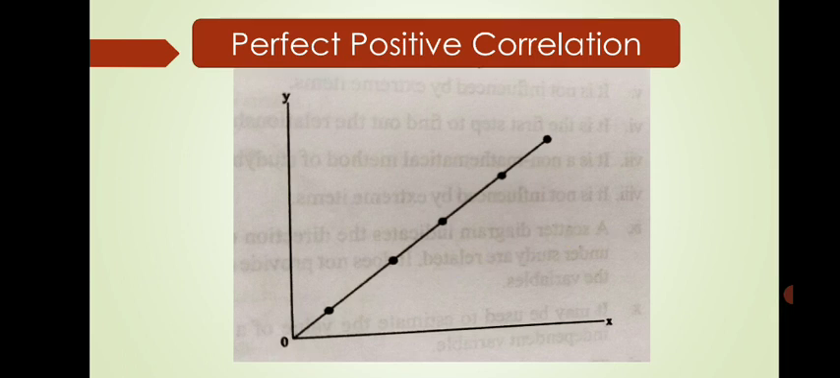This is the example of perfect positive correlation, meaning both values are increasing in the same direction. As x increases, y also increases in the same direction, and all points are on a single line. If you join the points and all of them are joined by the same line, then this is an example of perfect positive correlation. Both values are increasing in successive ways.